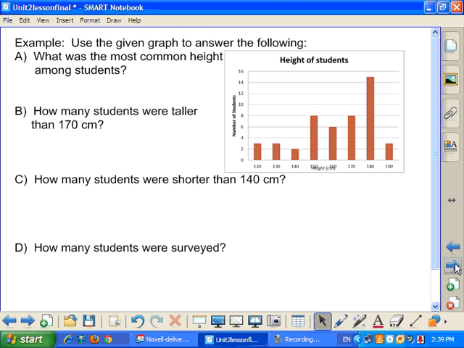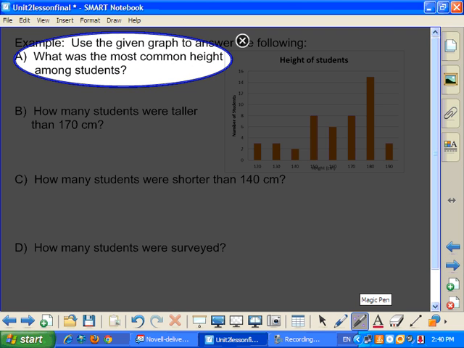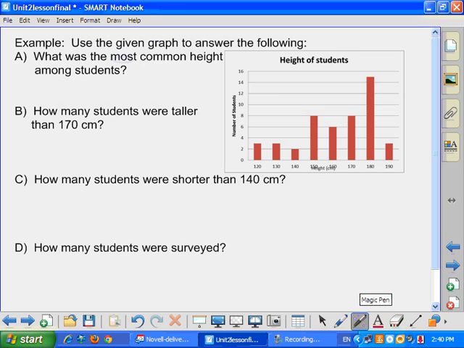So here's the first example. Use the given graph to answer the following. A part, what is the most common height among students? So I'm looking at A part here. I want to know what's the most common height. The common height would be the one that occurred the most often.